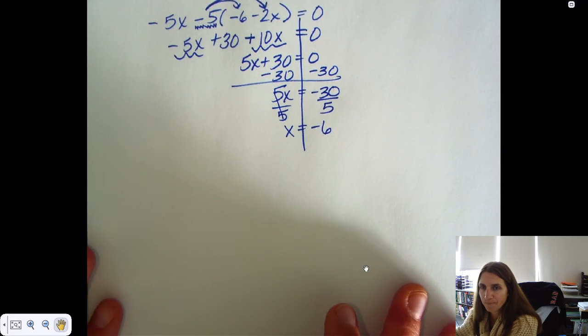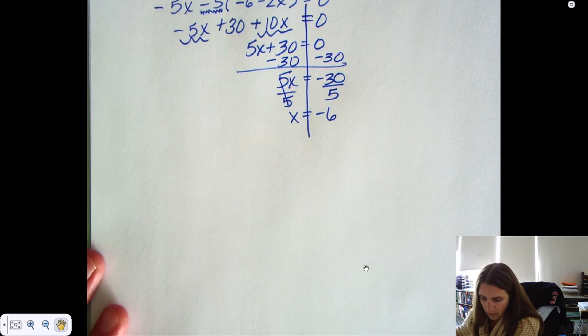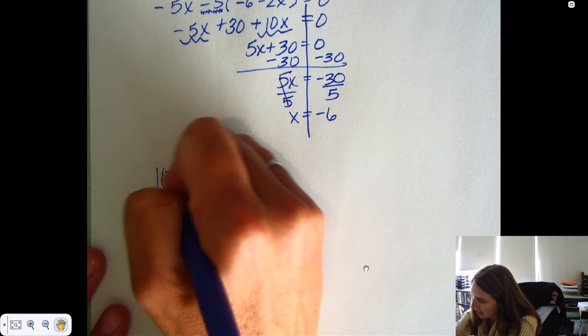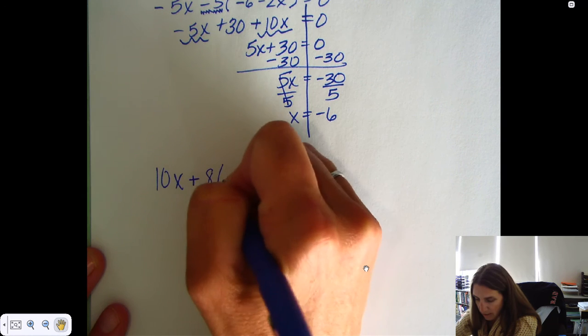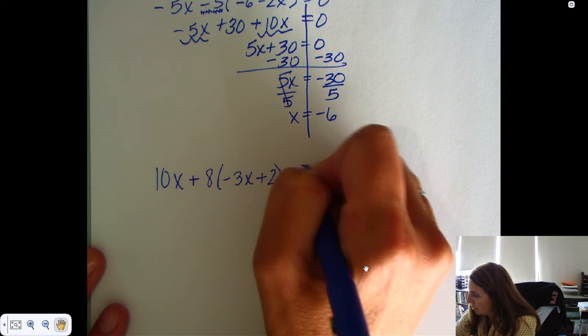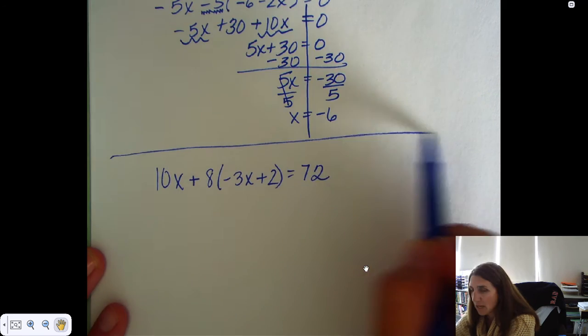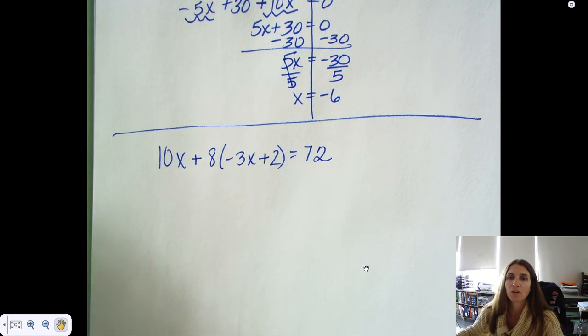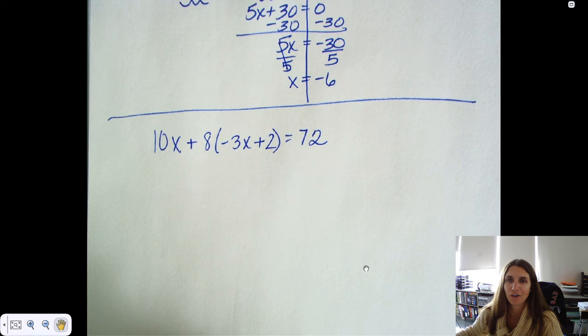Let's try another one. How about you guys try 10x plus 8 times negative 3x plus 2 equals 72. Go ahead and solve that one, and when you are finished, play the video again to check your answer.